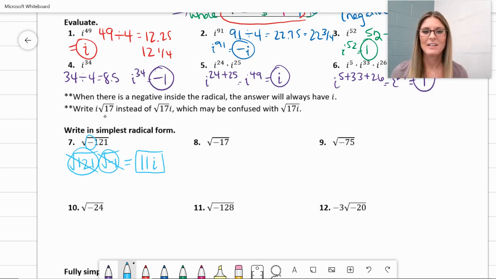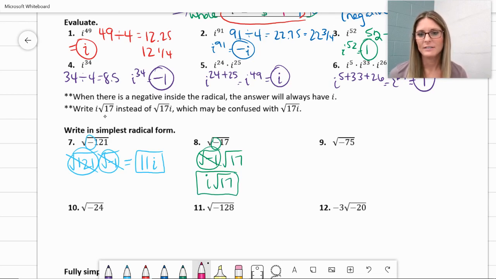Number 8, the square root of -17. I'm going to separate it as a -1 because the problem is that pesky negative, -1, and a positive 17. The square root of -1 is i. Square root of 17? It's not a perfect square. In fact, it's prime. You can't even break it down into anything smaller, so we're going to leave it as i radical 17.